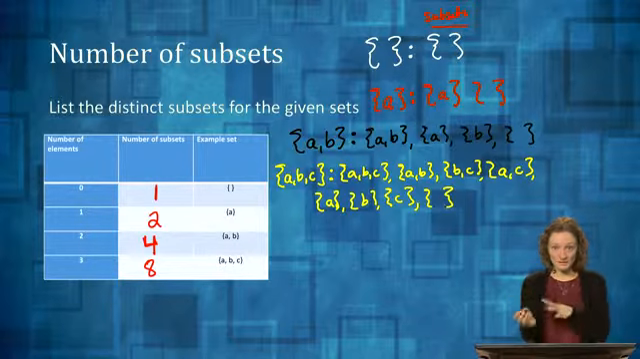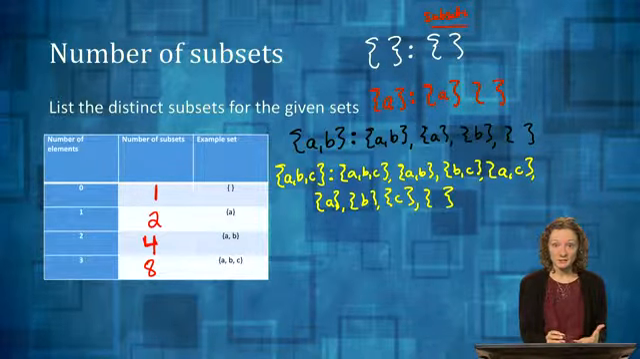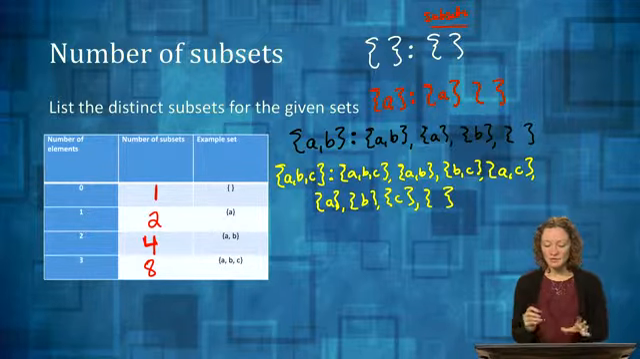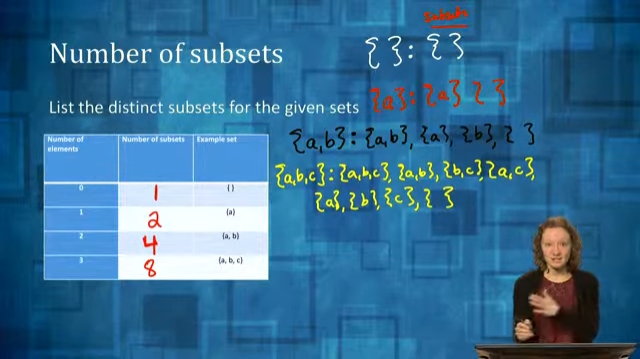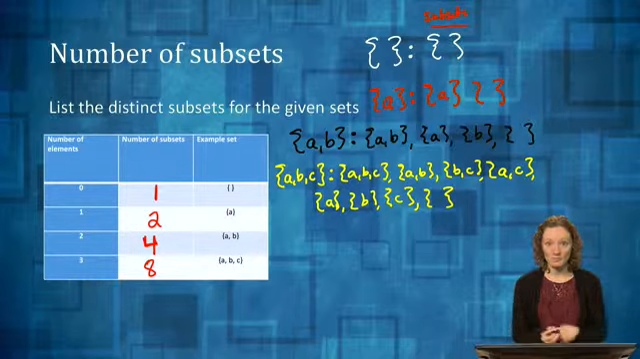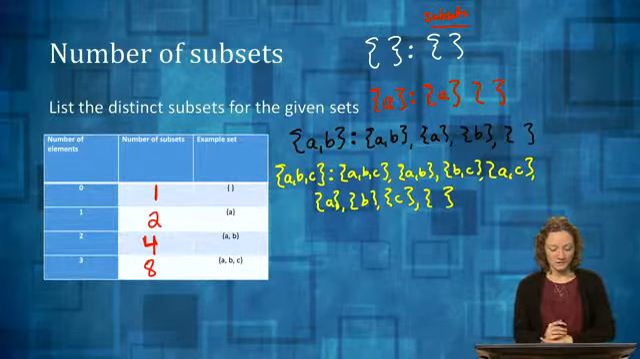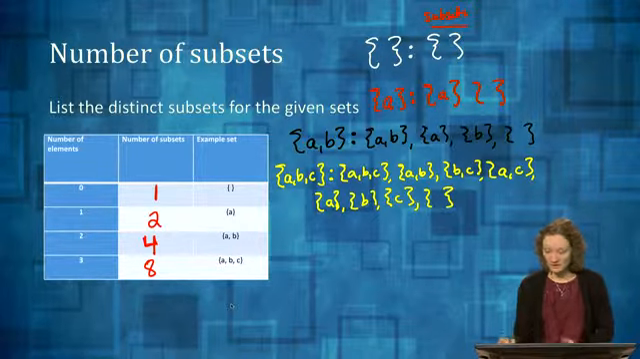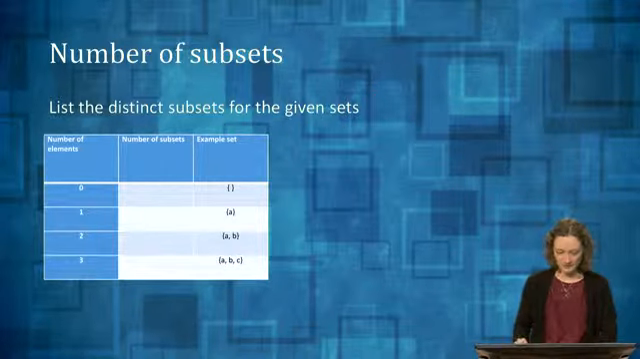So one objective is being able to list them. Another is being able to decide how many subsets a given set has. Sometimes we don't necessarily care what exactly each subset looks like, but we want to know how many there would be. How many different ways could we do something? So based on this chart, filling this in, what do you think the next thing would be?